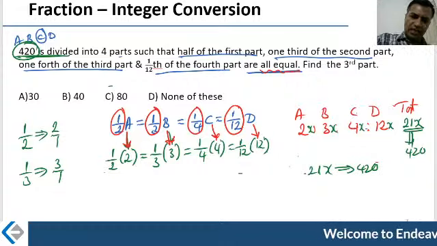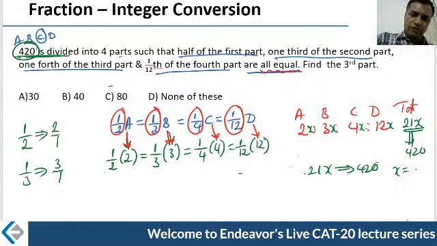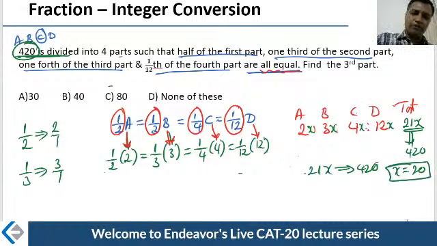Therefore, you can find the value of x. Equate it, you get the value of x. Value of x is nothing but 20. Now go back and find out what is the value of C. Value of C, put x equal to 20. 4 into 20, which results in 80, which is the required answer.